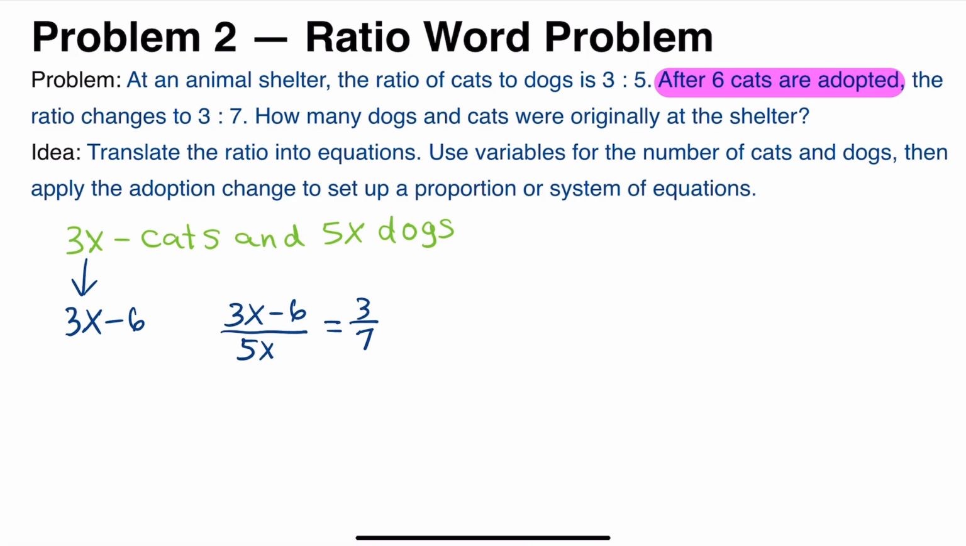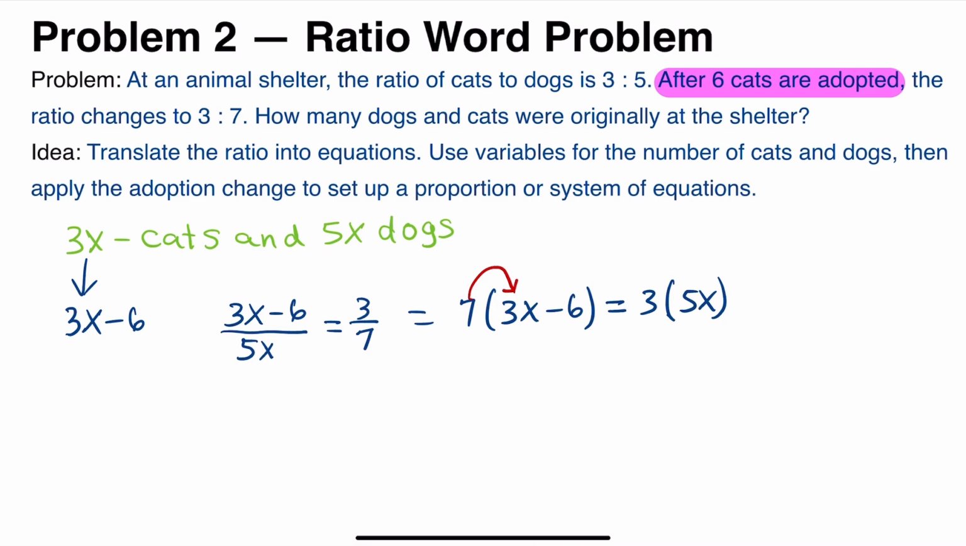Now this looks familiar to you where you can cross multiply. We'll go ahead and cross multiply 7 times 3x minus 6. That equals 7 times 3x minus 6. Set that equal to 3, and that's coming from here, 3 times 5x. Let's go ahead and distribute and simplify.